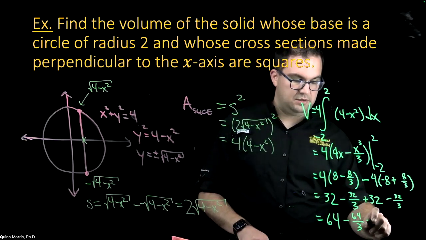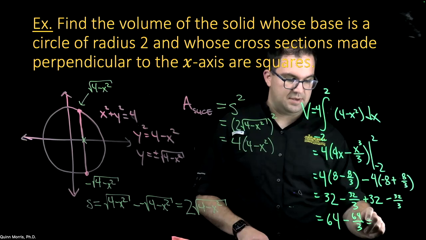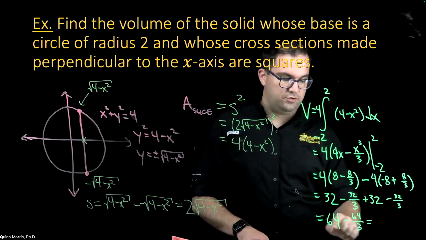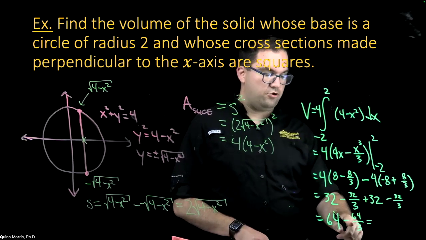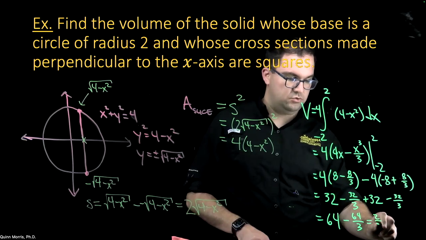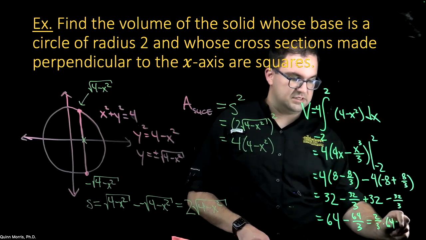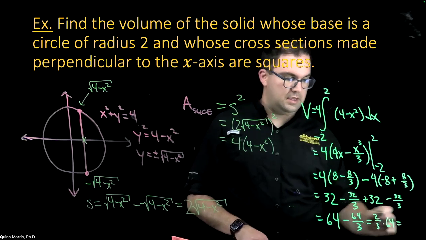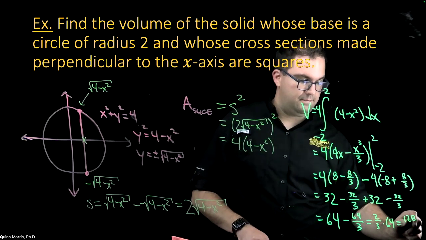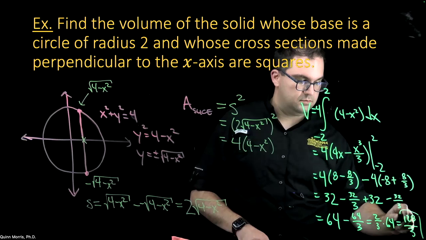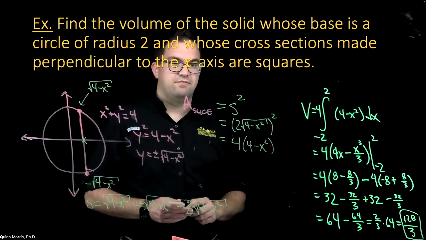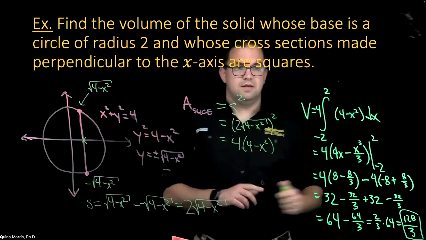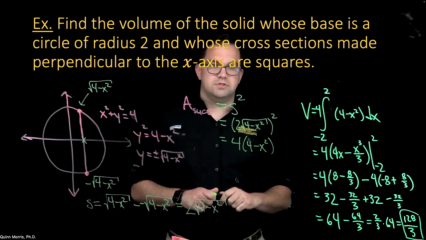And let's see, what is this? This is actually the same as, if I factor out a 1/3, this is really 1 times 64 minus 1/3 times 64. So this is 2/3 times 64. And so that's 128 thirds. Okay. And so I can find the total volume of this solid. It is 128 thirds. Okay.